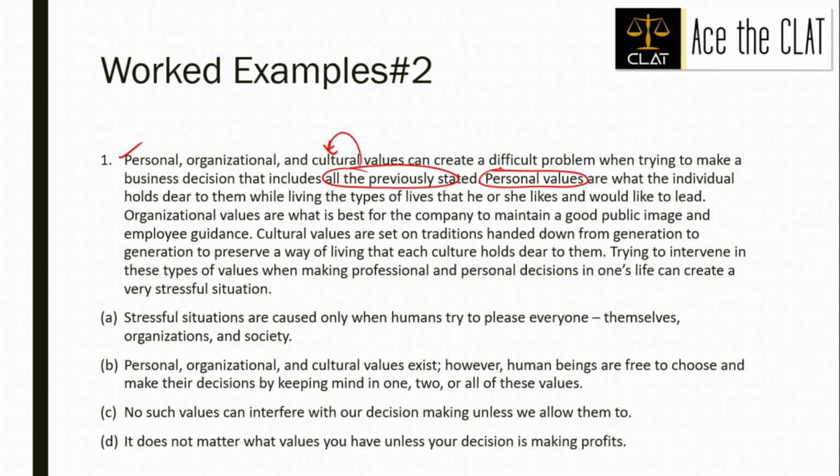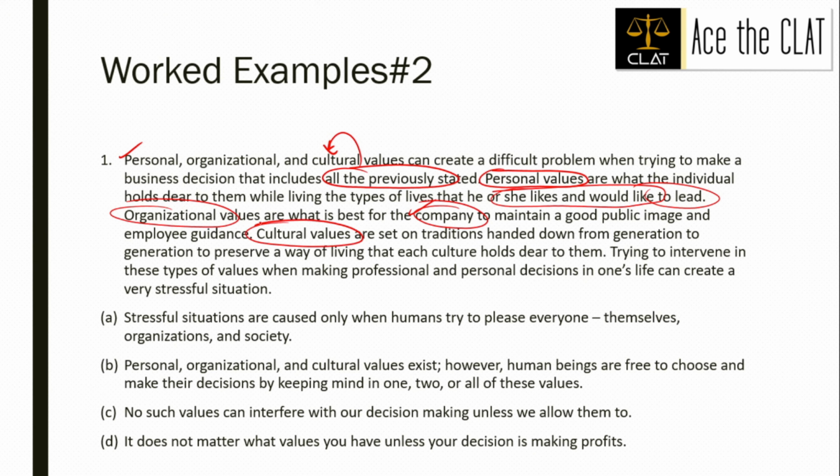Personal values are what the individual holds dear to them while living the types of lives that he or she likes and would like to lead. Organizational values are what is best for the company. So personal values are obviously personal, the kind of lives he or she would like to lead. Organizational values are for the company. It is what is best for the company to maintain a good public image and employee guidance.